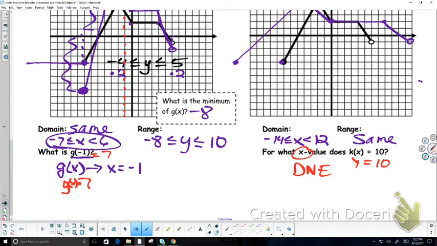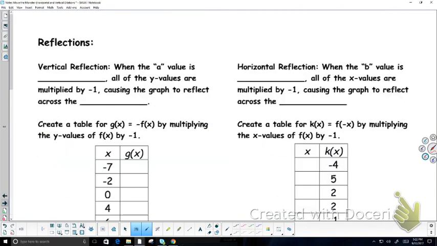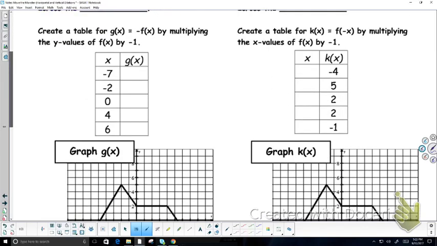Let's work on reflections a little bit. My board's a little off. Okay, so we're going to start off with a vertical reflection. A vertical reflection is going to be where our a value is negative. The y values, remember, this is an a value. So for example, a f of x, and we got a negative out here, right? Well, that's an outsider, so that's going to impact your y values. And all that you're going to do is take all your y values and multiply them by -1.